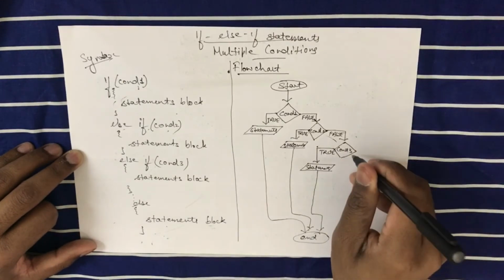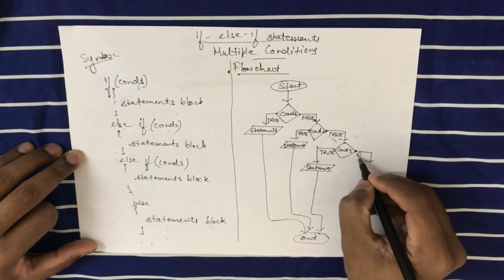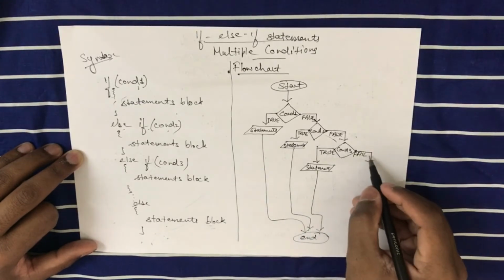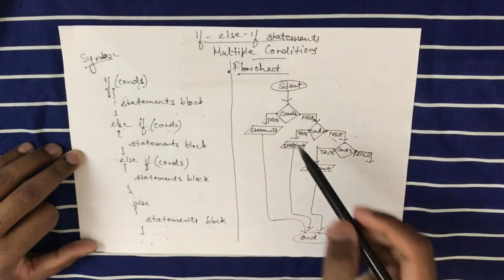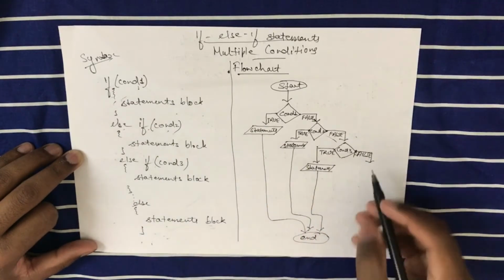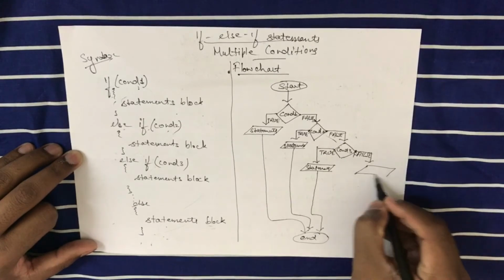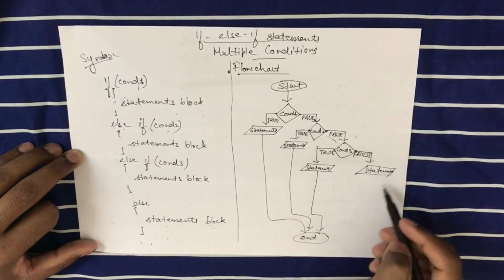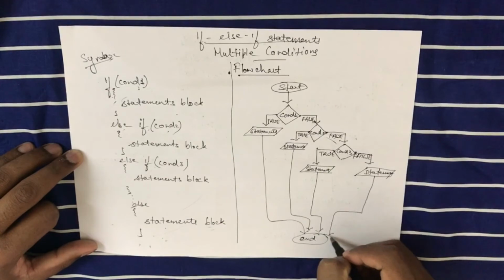Suppose this condition gets failed. What happens is, now there are no other conditions. Now each and every condition has failed. Now what happens is, this else block is executed and its related statements are executed. And now it comes to the end of the program.